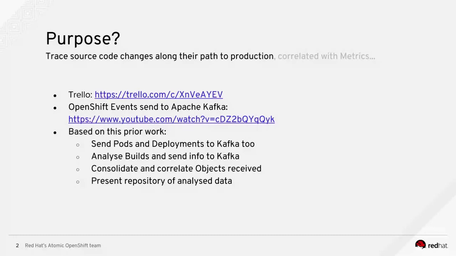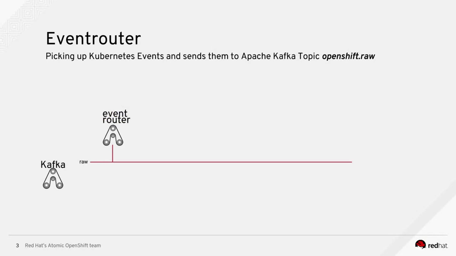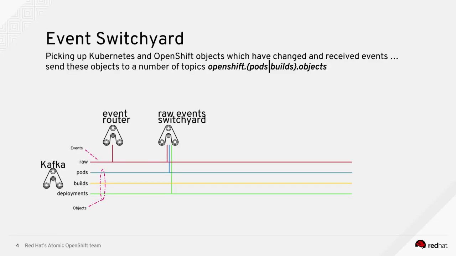First of all, we have the event router, which is based on Heptio's work, and it is simply gating the events happening on OpenShift and Kubernetes into an Apache Kafka topic. This topic is really just holding the events, so whenever an object changes, an event is emitted, and that event will be seen on the topic.